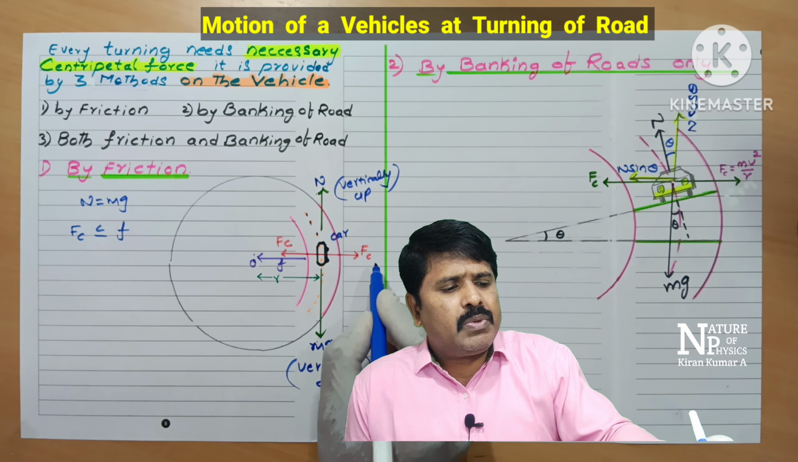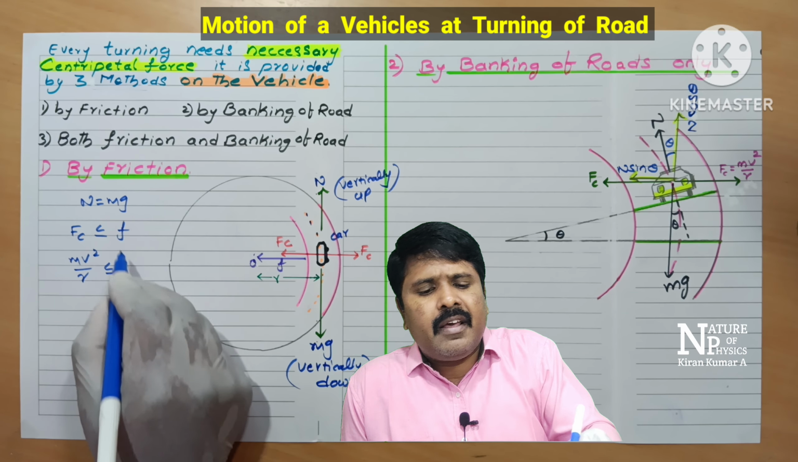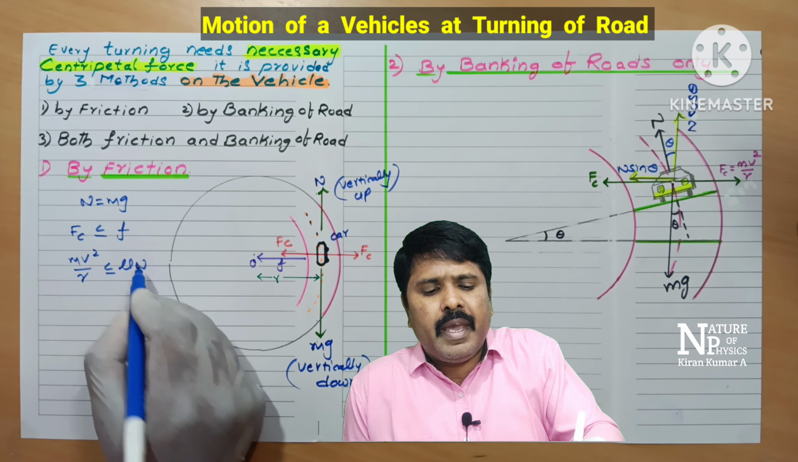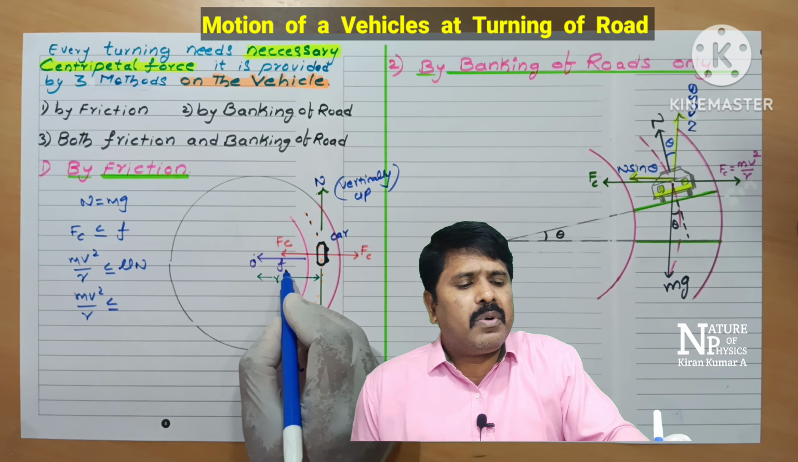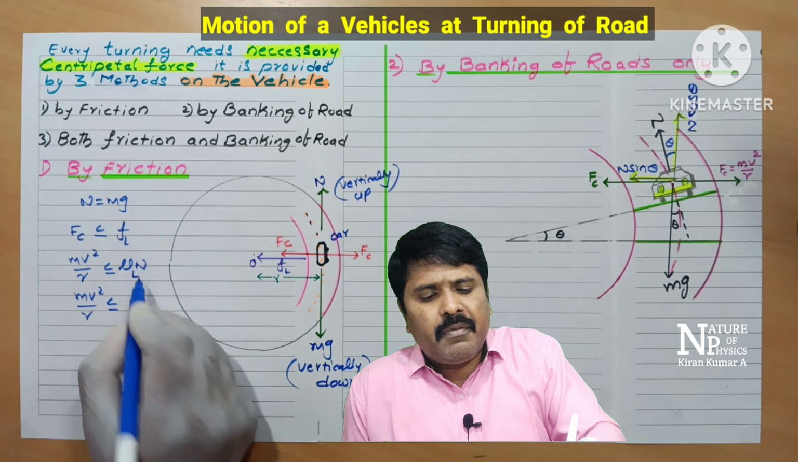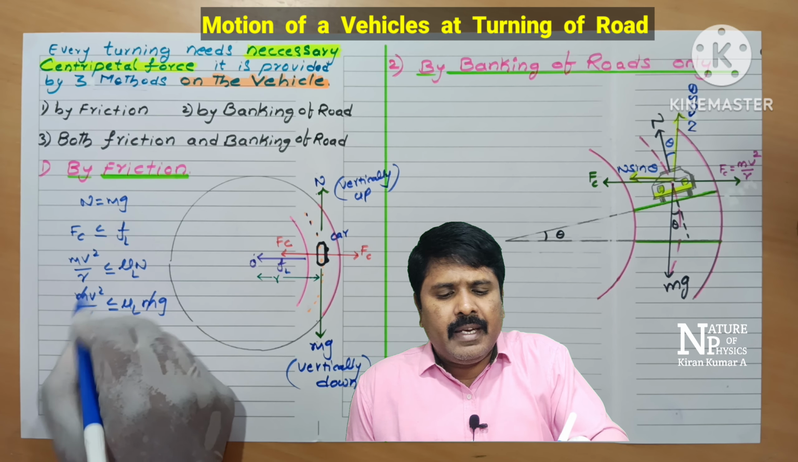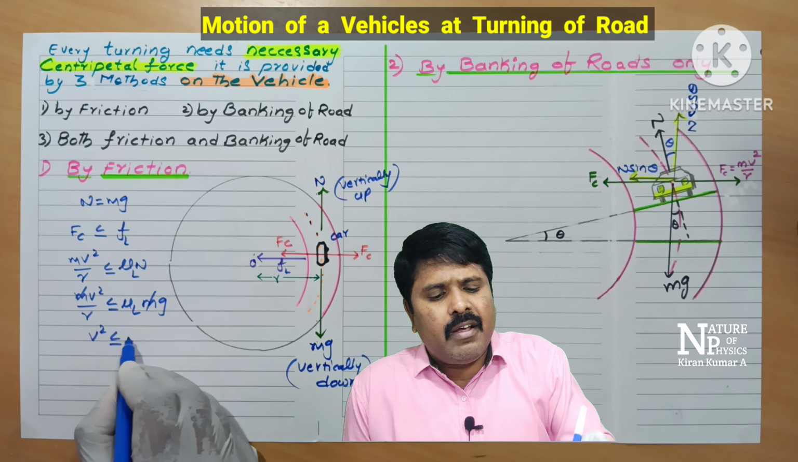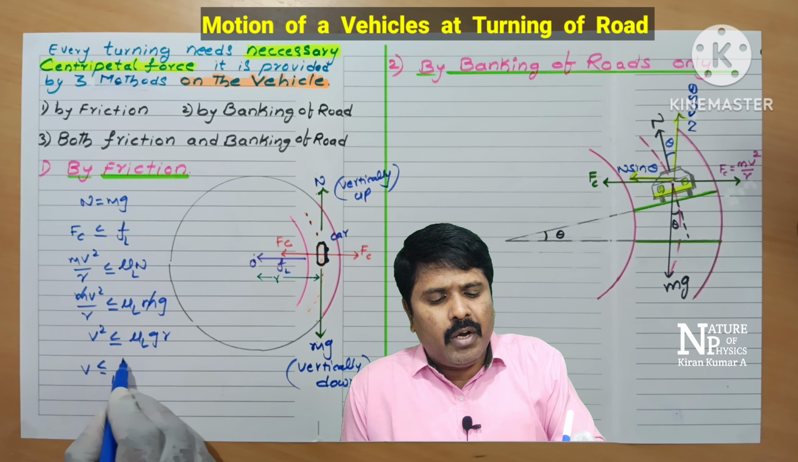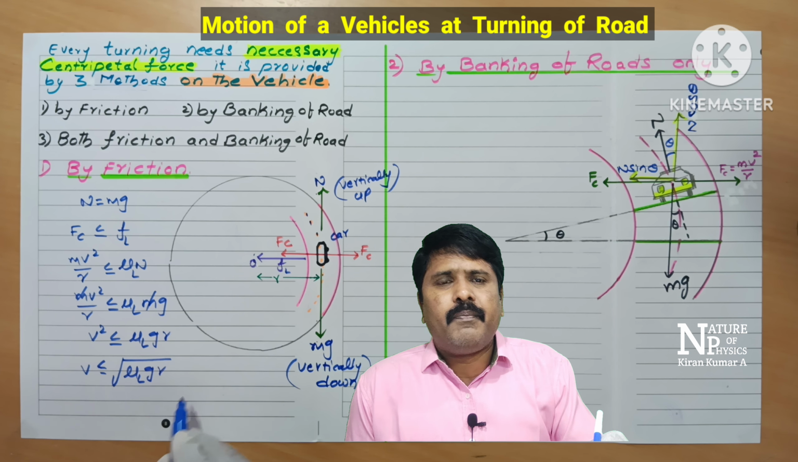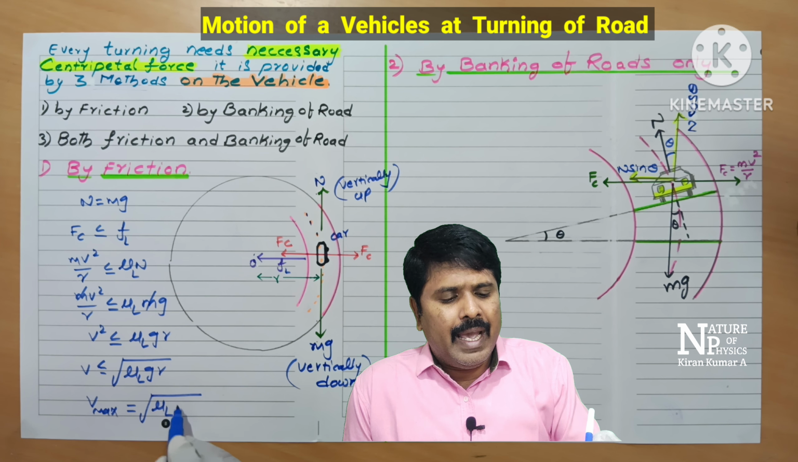The centripetal force formula is mv square by r, where r is the radius of this circular road, less than or equal to friction, which we can write as mu into N. Here the frictional force I am considering as limiting friction, so mu l into N is replaced by mu l mg, and m gets cancelled. So I got v square less than or equal to mu l g r, so v is less than or equal to root over mu l g r. So the maximum velocity is v max equal to root over mu l g r.